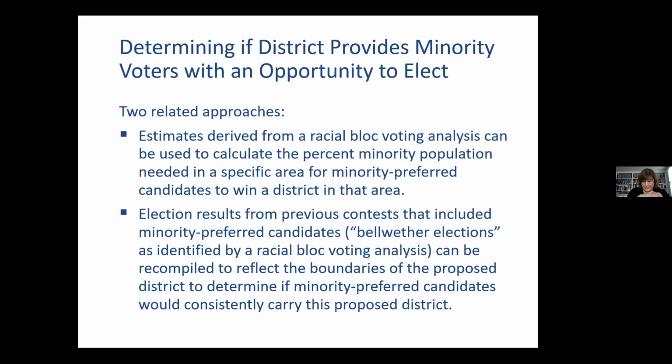After you've drawn districts, you will have already done your racial bloc voting analysis. You will have selected what I'm going to call some bellwether elections, that is, elections that are polarized and that have about a consistent amount of white crossover vote and minorities are cohesive. And you can recompile election results to determine if the minority preferred candidate will actually carry that proposed district.